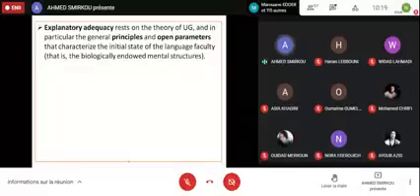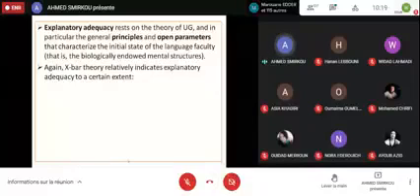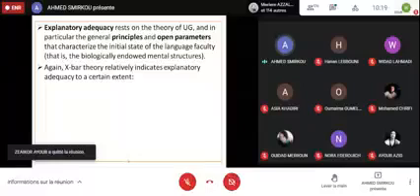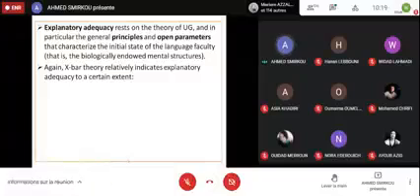So again, X-bar theory relatively indicates explanatory adequacy to a certain extent. Now, we are using X-bar theory as an example to explain that this is a theory that is also explanatory adequate. So if you have it in the exam, you may use X-bar theory as an example while defining the terms, or any other theory. Now, how can we explain that X-bar theory is an explanatory adequate grammar?